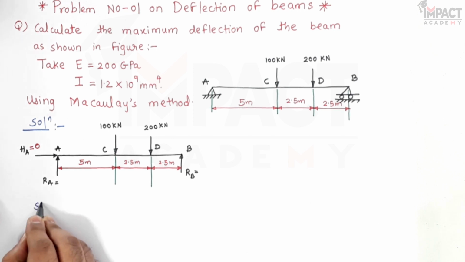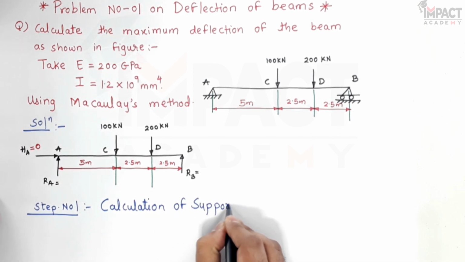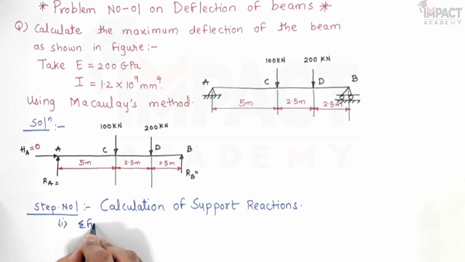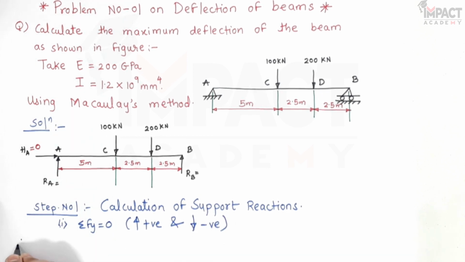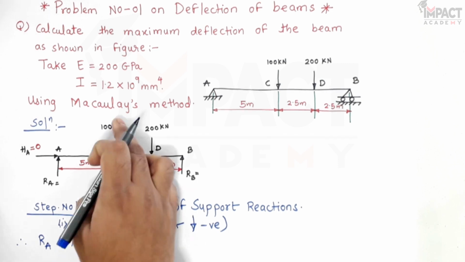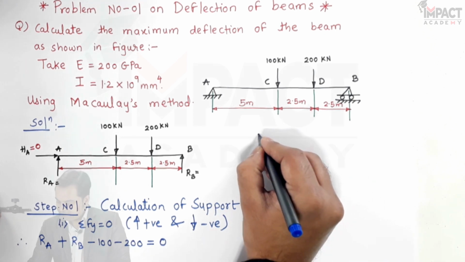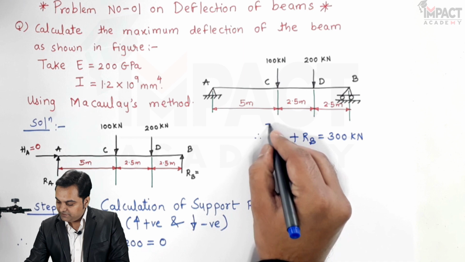I'll write down, it is step number 1. It is calculation of support reactions wherein summation of Fy is equal to 0, that is the summation of all vertical forces is equal to 0, wherein upward forces are treated positive and downward forces are taken as negative. So here we have RA and RB, both are upward. So plus RA plus RB, 100 and 200 are downward, so minus 100 minus 200 is equal to 0. So therefore RA plus RB would be equal to 300 kilonewton, and this I'll keep as the first equation.